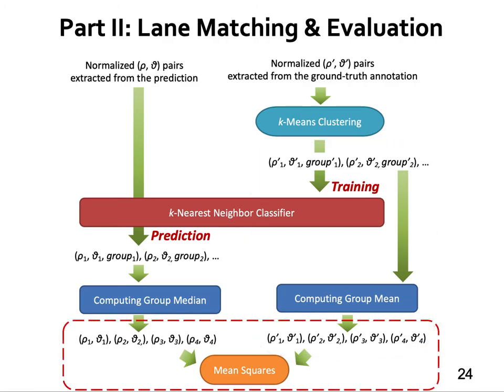Finally, since the groups have been matched due to our k-nearest neighbor classifier, we can compute the mean squared error of their rho theta coordinates. We call this error the Hough transform based error, which reflects the similarity of lines rather than individual pixels.